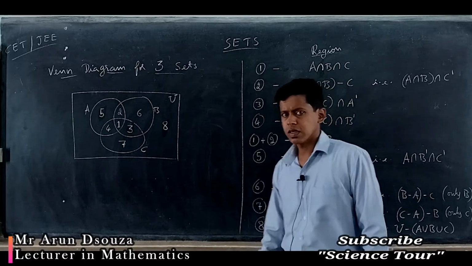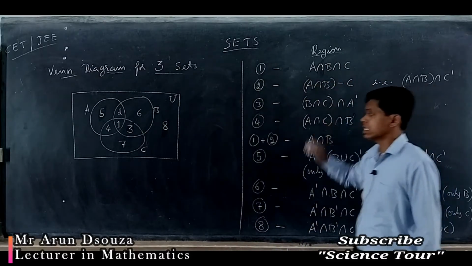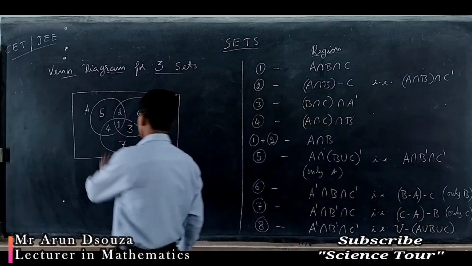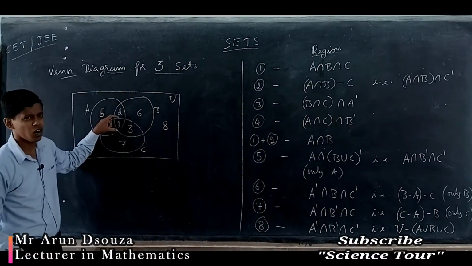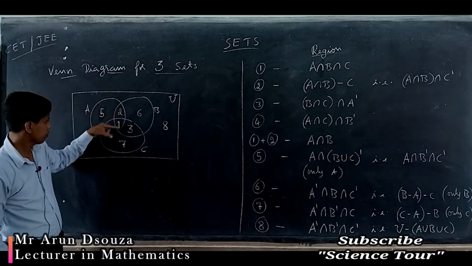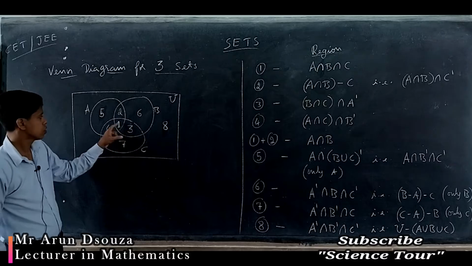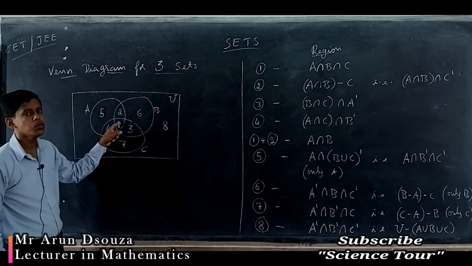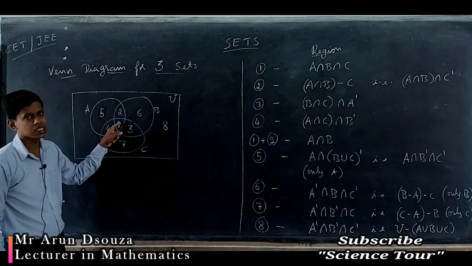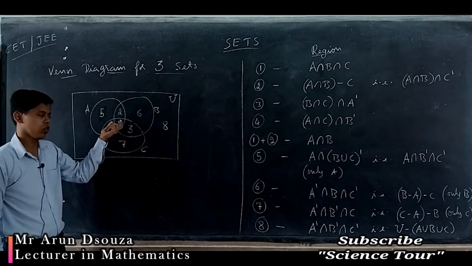Now, what does the first region represent? The first region represents the intersection of all the three. So this is the smallest region in this, the intersection of A, B and C. Do you see that? This is the common point where all the three sets meet. So that is the intersection of all the three.